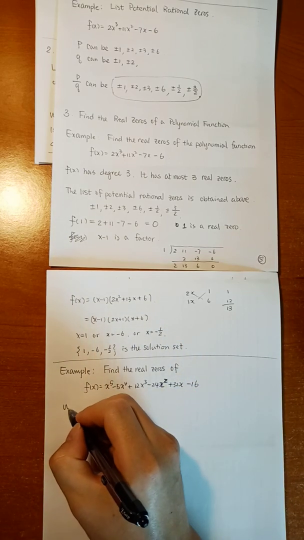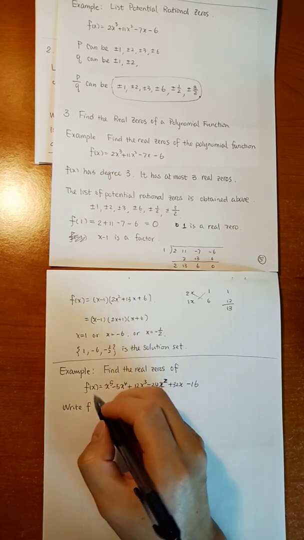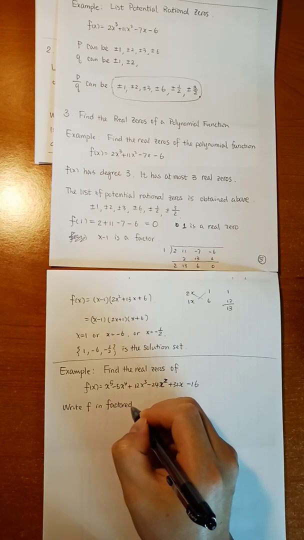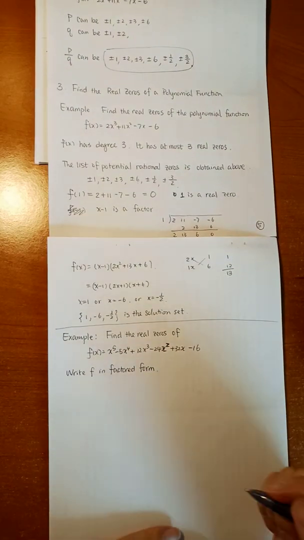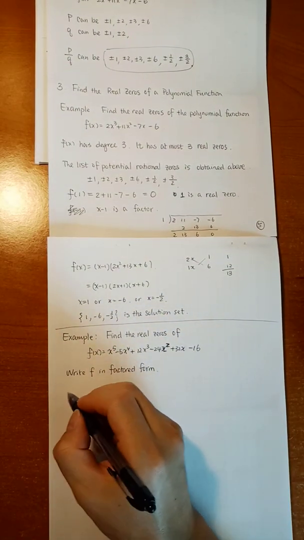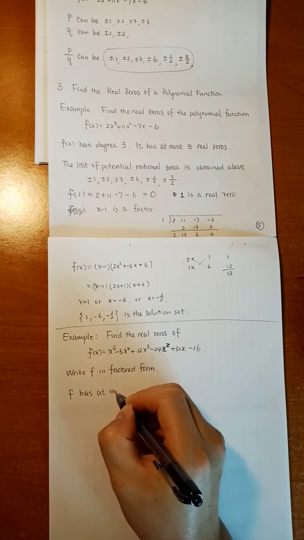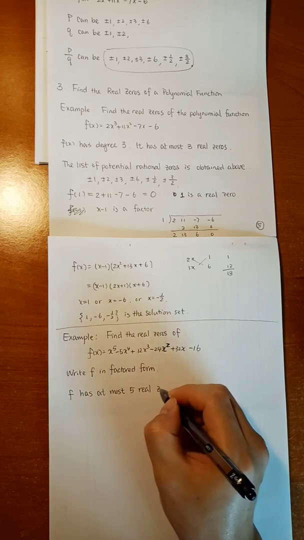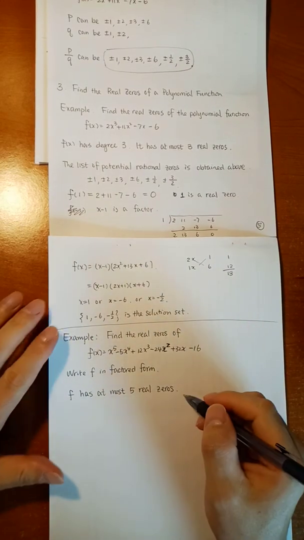And write f in factored form. In factored form. Okay, so f has at most 5 real zeros. f can have at most 5 real zeros.